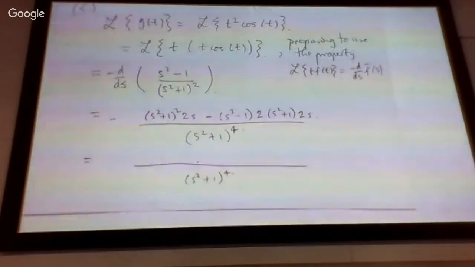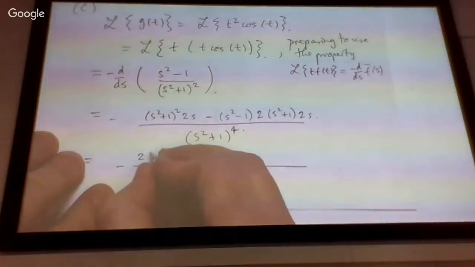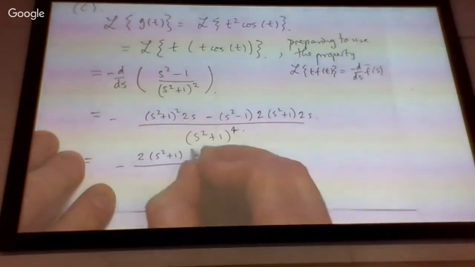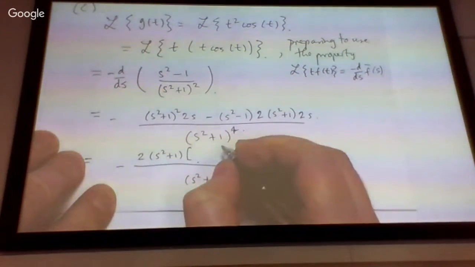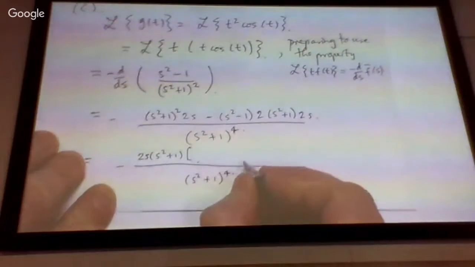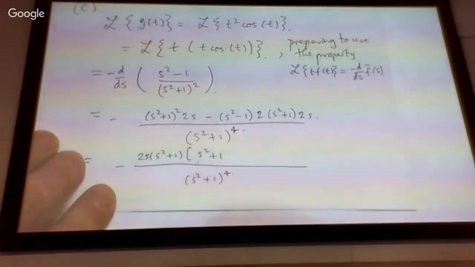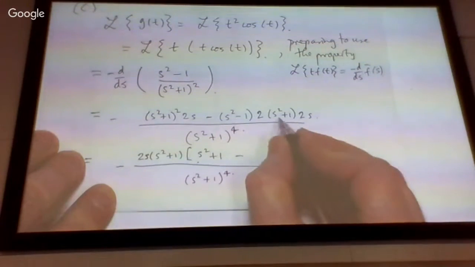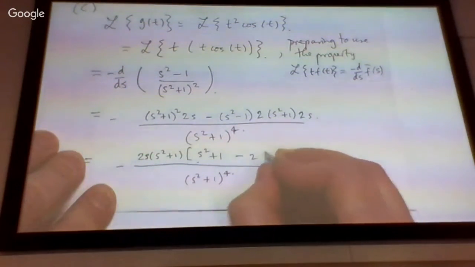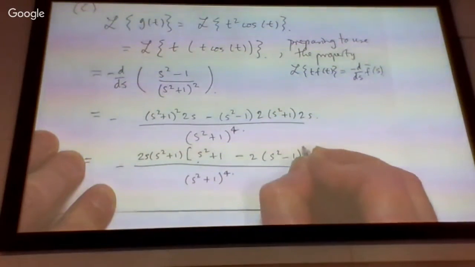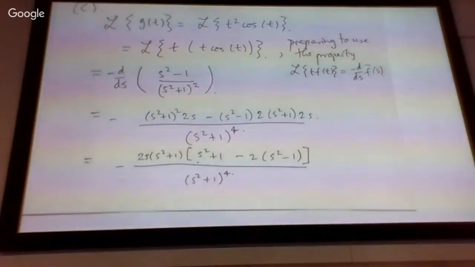But if you cared, you could tidy it up a bit at the end. There was a common factor there of 2 times s squared plus 1. So 2 times s squared plus 1, and that's multiplying s squared plus 1 minus, and I'll take out the 2s, so minus 2 times s squared minus 1, I believe. Could you not take a factor of s squared plus 1 from top and bottom? You could indeed. Thank you.